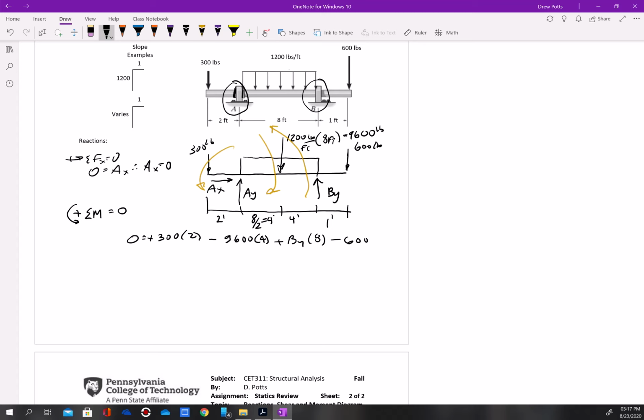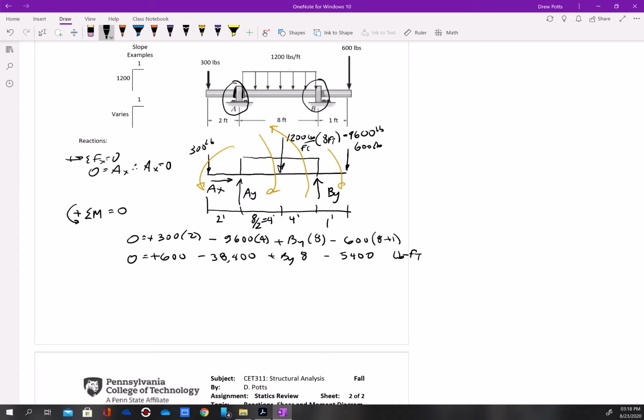Oops, I don't know if it's minus yet. I shouldn't have done that yet. Jumped the gun. So I'm going to say force 600 times 8 plus 1, and it's going clockwise, so therefore it is negative. Okay, so now I have 0 equals a positive 600 minus 38,400 plus BY times 8, and then minus 600 times 9, 5,400. And notice everything is in pound feet.